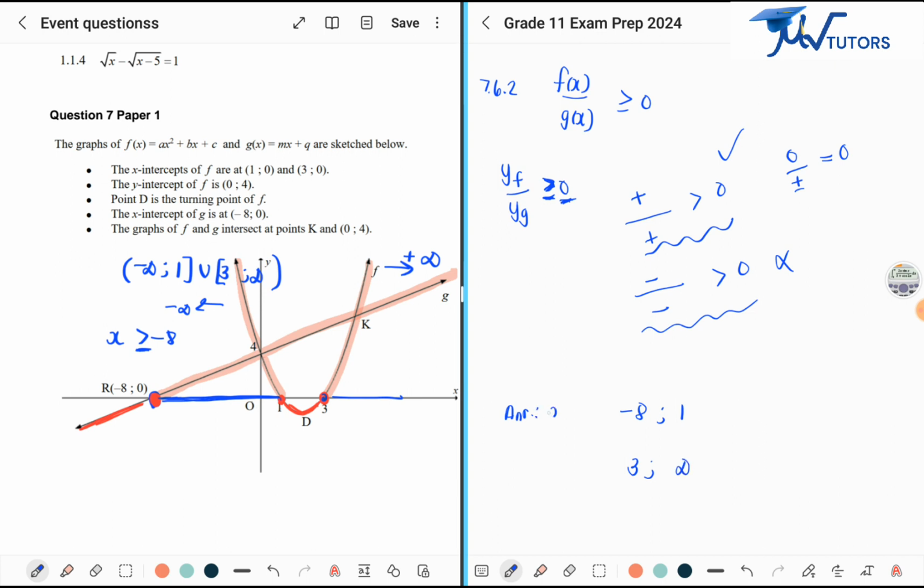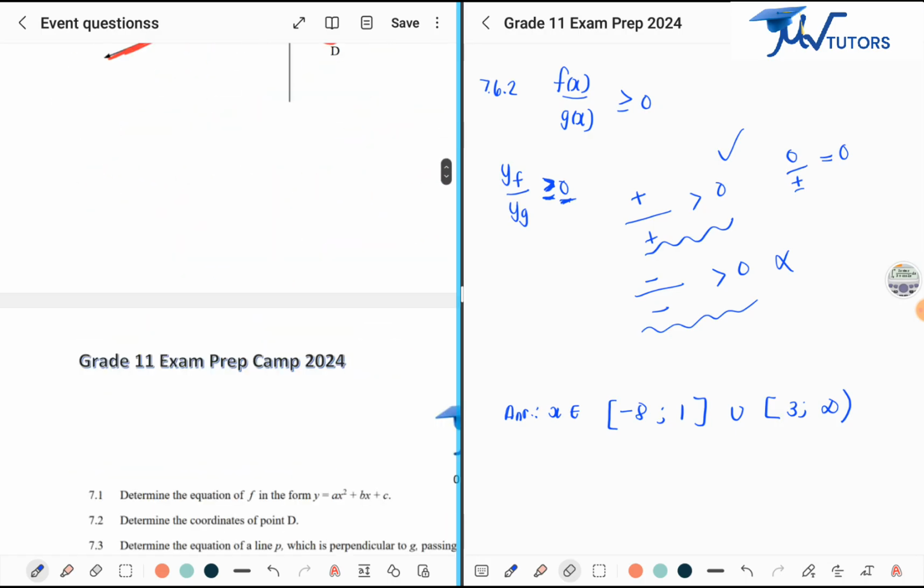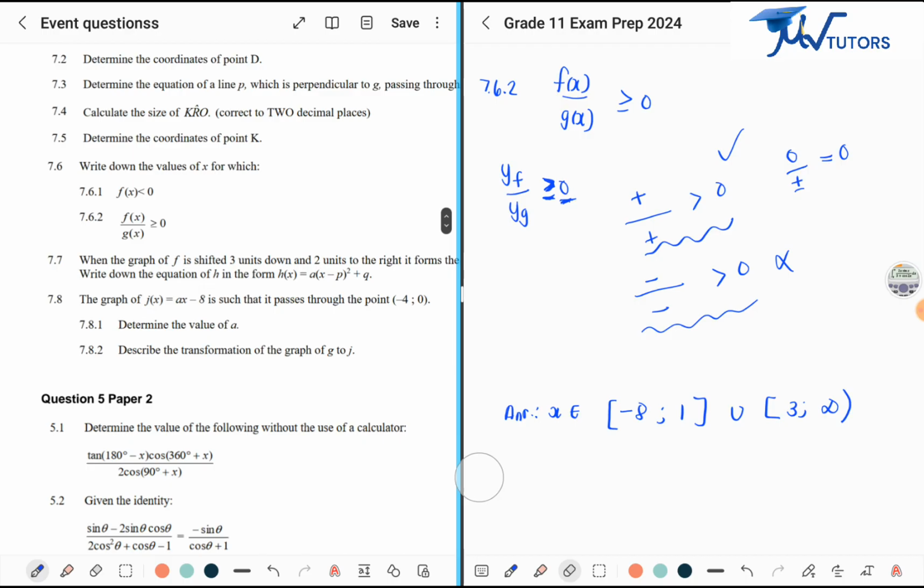So basically I'm going to say x is an element of negative 8. Remember, it's 0 as well, so I need to include it. Up until 1 as well, I need to include it. And then we also have it at positive 3 until we reach positive infinity as well. But infinity is a round bracket. So that's basically how I would write my answer over there. And that's 7.6.2. Now 7.7.